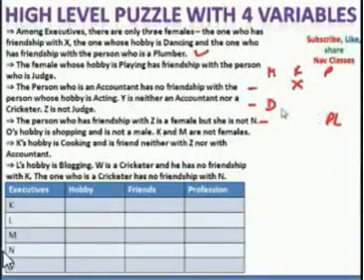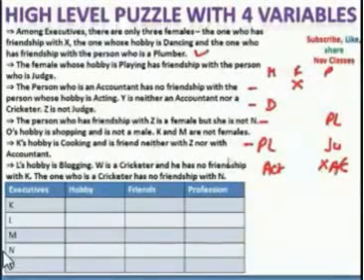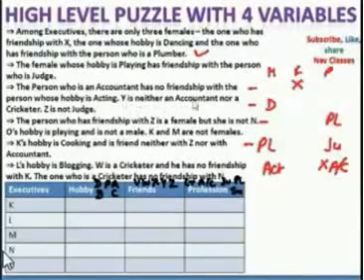There is one more implied thing: these females are different. It means the female whose friendship is with X does not have a friendship with the plumber. These females are all different because it is implied. Then the female whose hobby is playing has friendship with the person who is the judge. We denote female with a minus sign, so we note playing and judge. Then the person who is the accountant has no friendship with the person whose hobby is acting, so with acting, accountant cannot come.